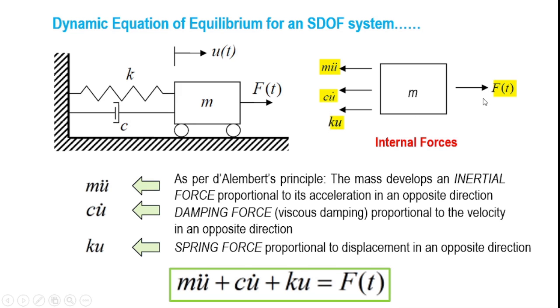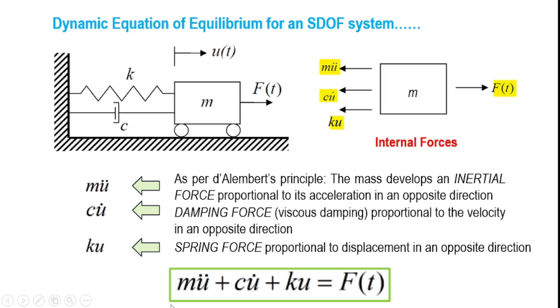And we have got an external force F(t). So now you just write down the equilibrium equation as usual. That is sigma Fx equal to 0, which means that m u double dot plus c u dot plus k u is equal to F(t). This is what is explicitly written over here. And this is the basic dynamic equation of equilibrium for an SDF system.